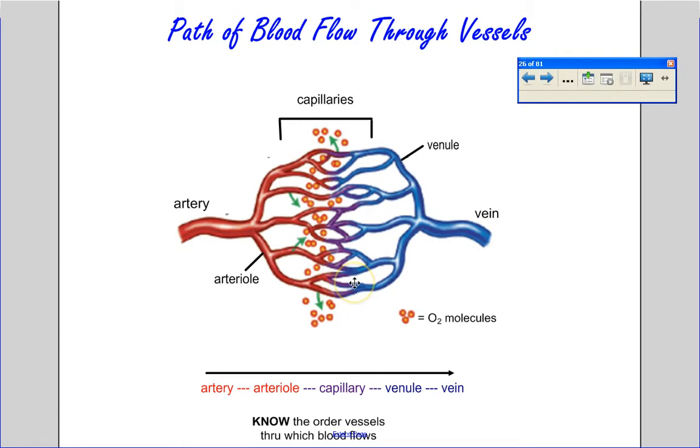And then blood will pass through the capillaries and then be picked up by venules. So venules are like baby veins. Okay, arterioles are like baby arteries. Venules are like small veins. So the venules will come together to form a larger vein.